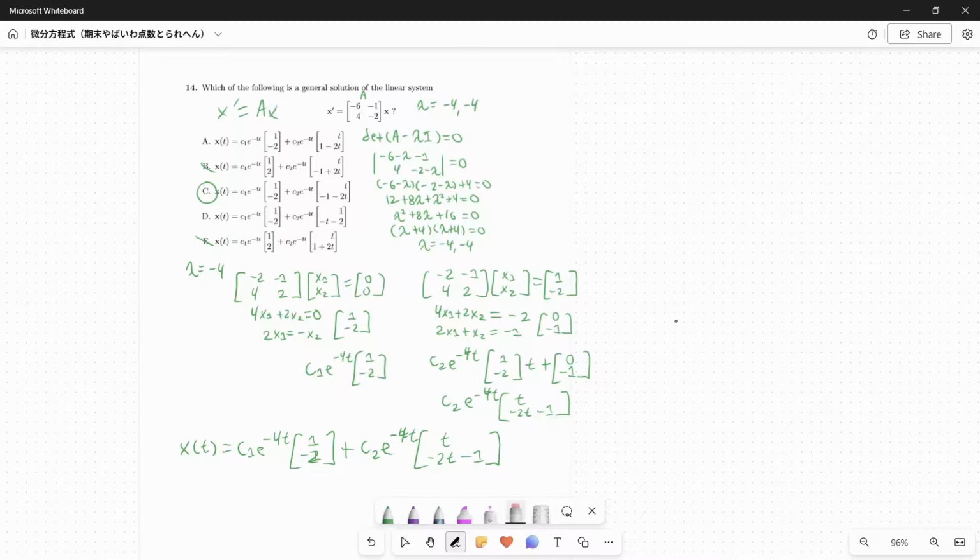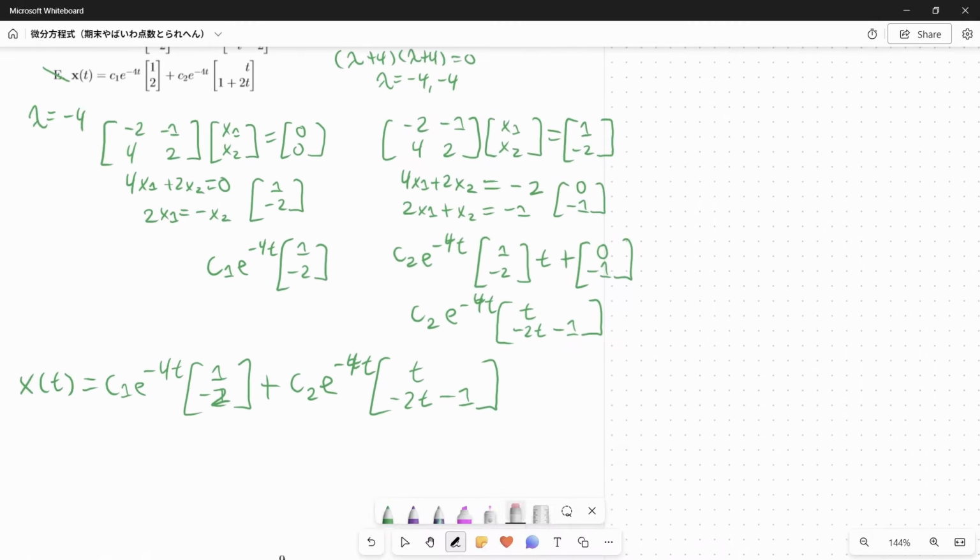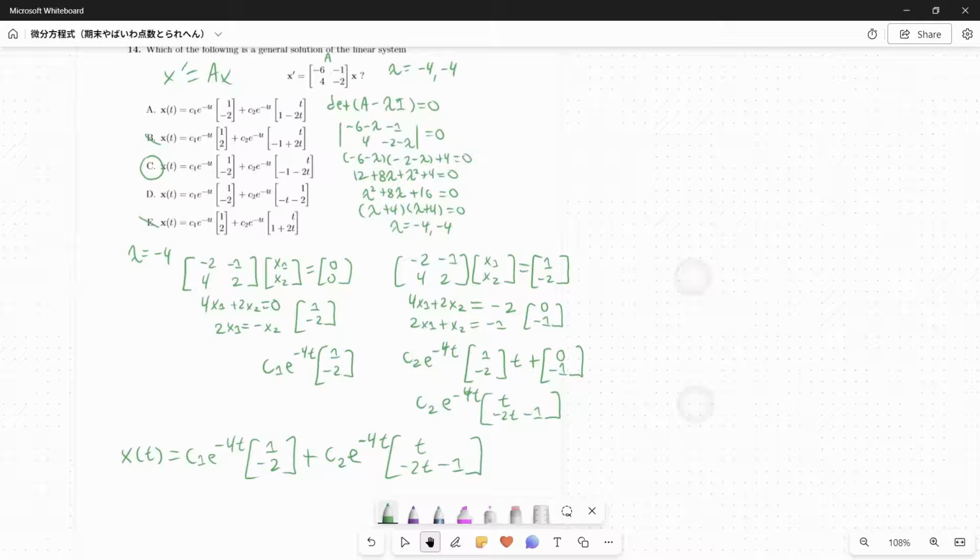And then also let me clean this up a little bit because I feel like this 4 is a little sloppy, and this 2 is also a little sloppy, so let's clean this up. Okay, cool. So the answer to this question is going to be C.